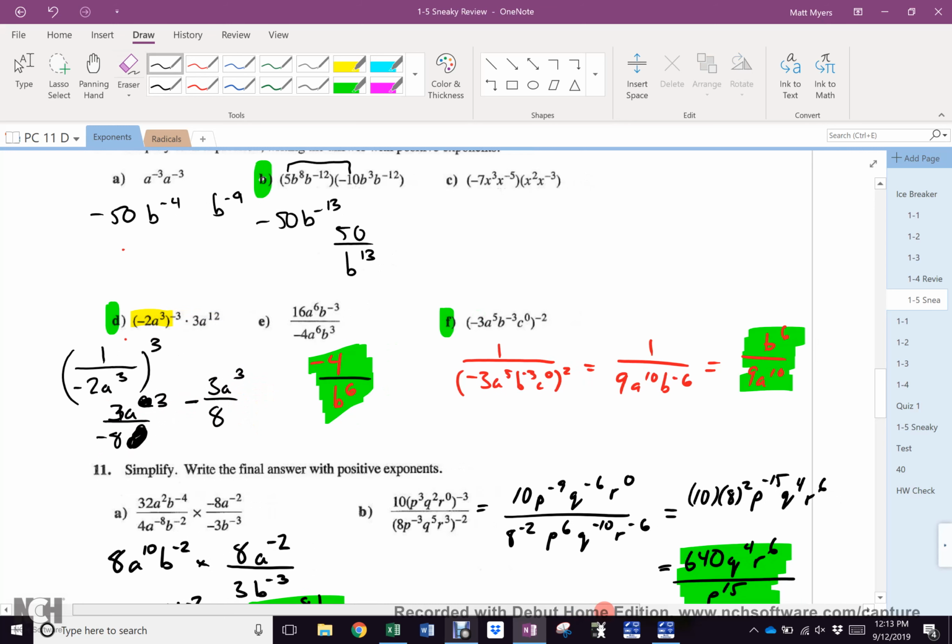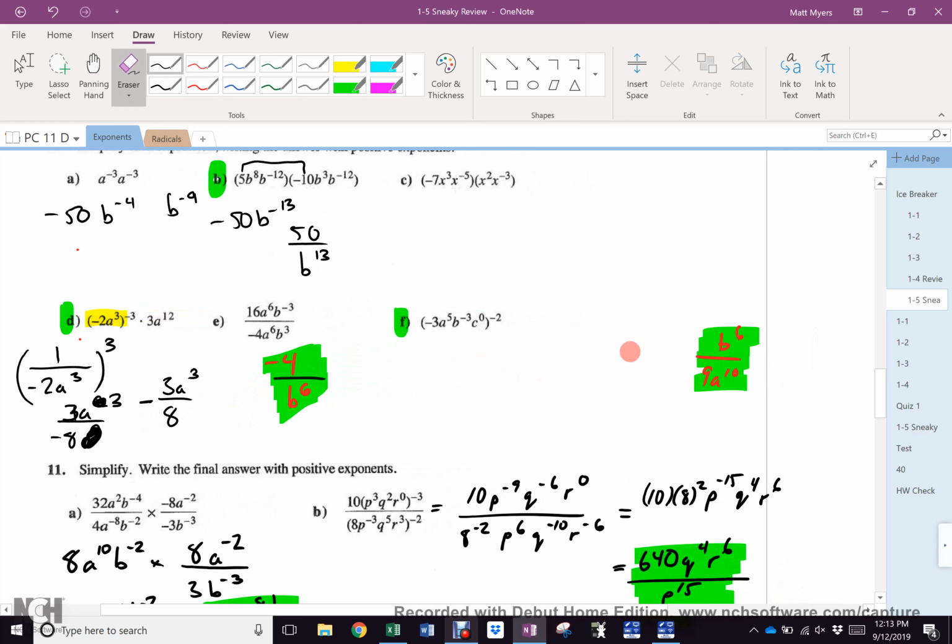And F. Again, as soon as I see that negative, I know this is all supposed to be over 1, so I flip it. 1 over negative 3, a to the 5th, b to the negative 3. Do I care about that C? Why not? Because it's got a zero exponent, so it's worth 1, right? No matter what C is, it's not helping me any, because it's going to be 1. Now all of that is squared, because once I flipped it, I get rid of that negative.